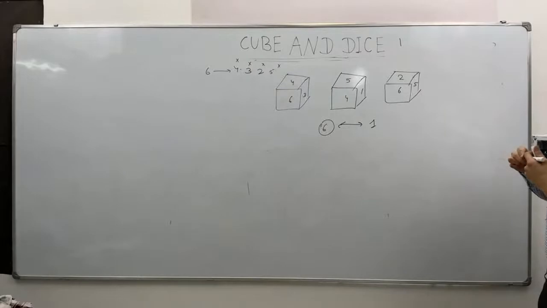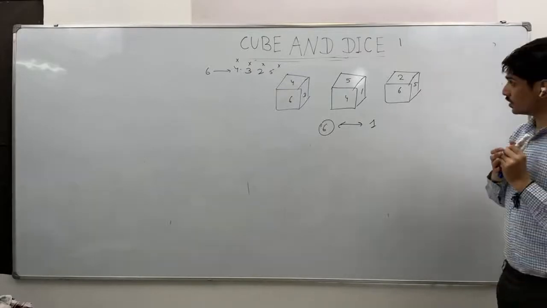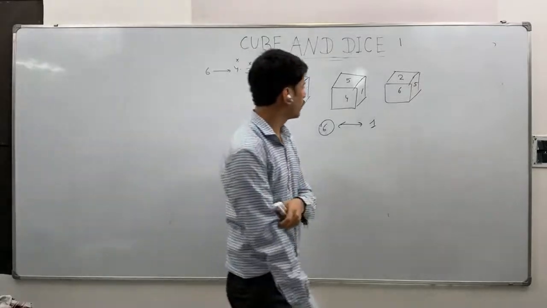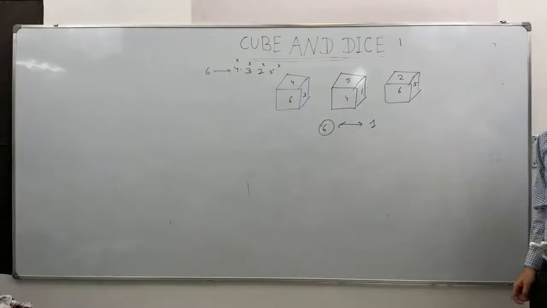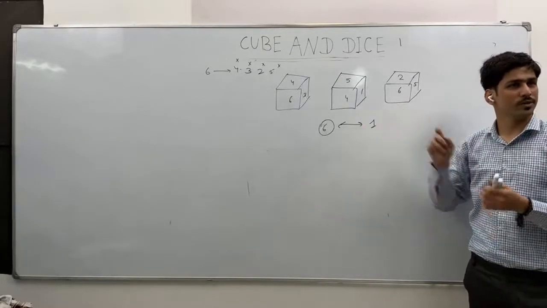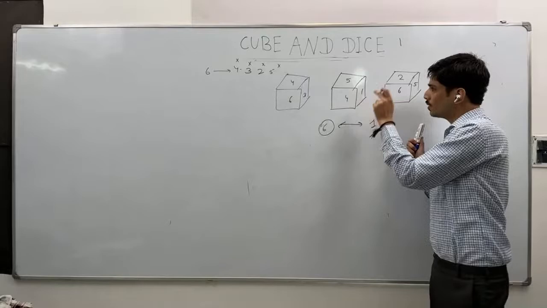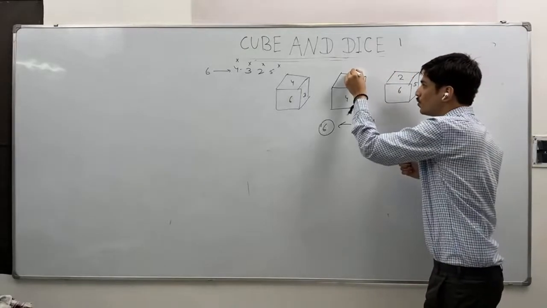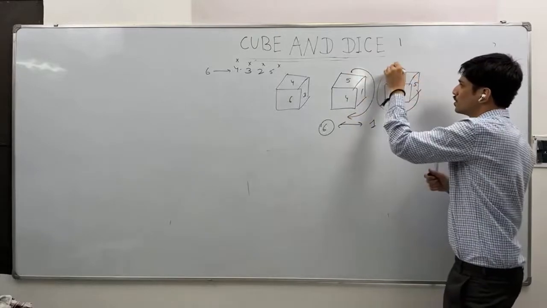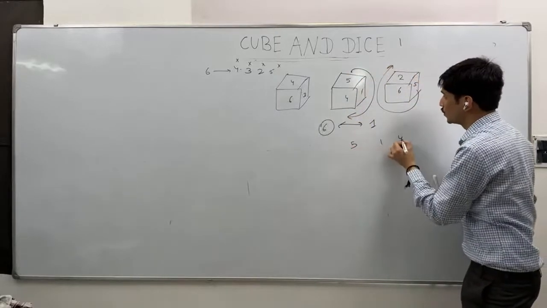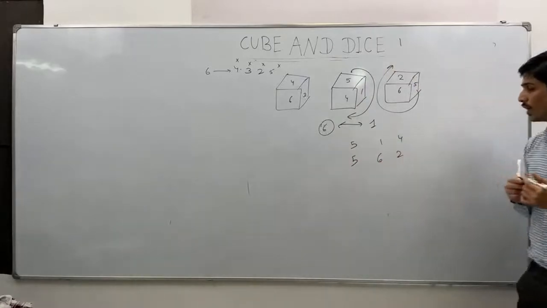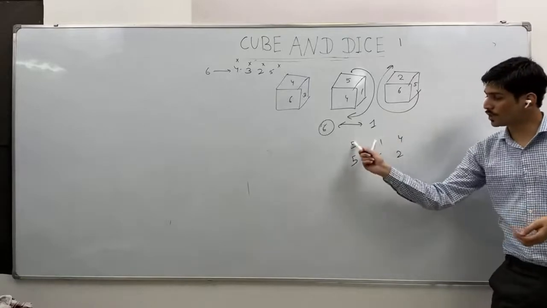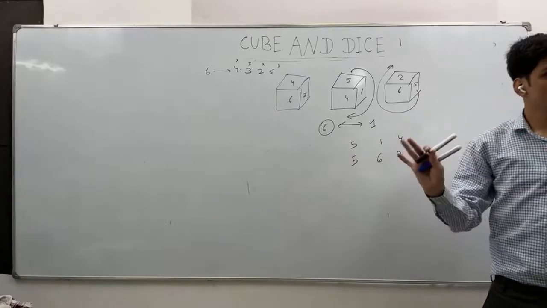Now tell me, what is the opposite of 3? How can you get the opposite of 3? You can use these 2 diagrams. You see, in these 2 diagrams only one number is common. What is that number? 5. So if I draw the numbers, you see 5, 1, 4, then 5, 6, 2. Now tell me, what is the opposite of 4? 2. Opposite of 1 is 6, that we already know. And what will be the opposite of 5? That will be 3. Clear?